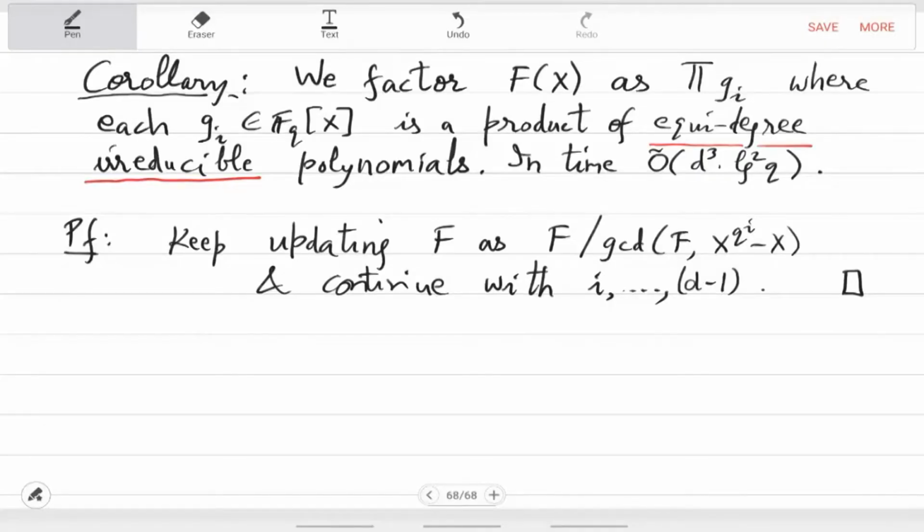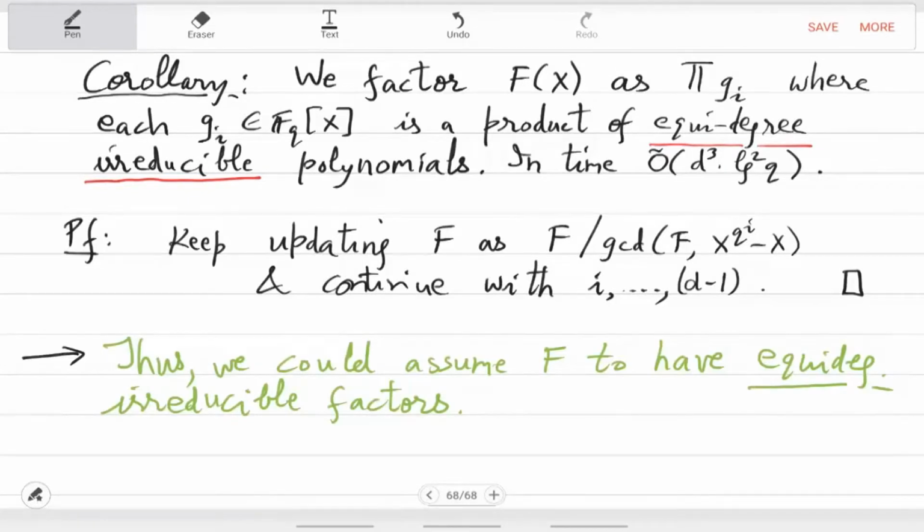So because of this, we can assume, from now on, that any irreducible factor of big F has the same degree. So either big F itself is irreducible or it has many irreducible factors all of the same degree. This we can assume without loss of generality now, so to speak. Okay, because you have a fast algorithm to get to this point.